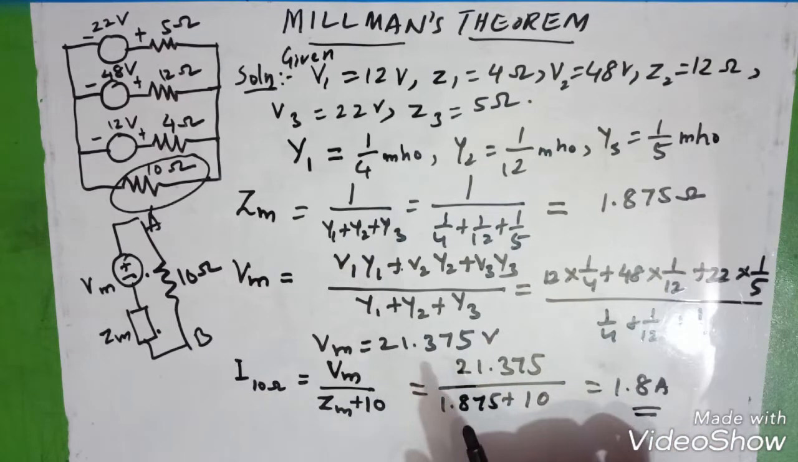So this is how we find the current in the 10 ohm resistance, and this is also the proof of Millman's theorem.